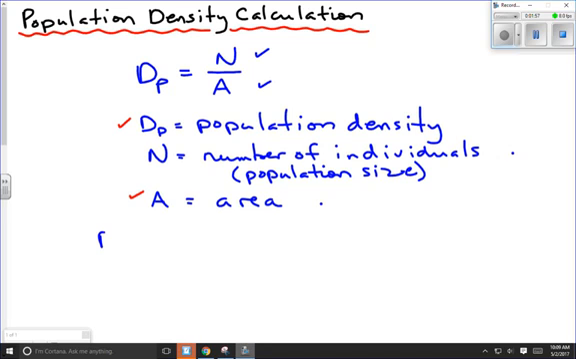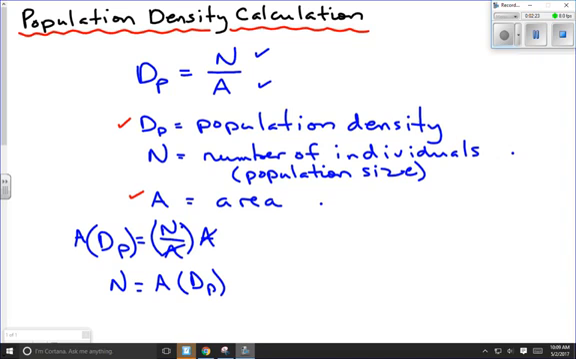So we start with the formula, density of the population is equal to the number divided by the area. And in this case, if we're trying to solve for the number of individuals, we would just multiply both sides by area. What you do to one side of the equation, you have to do to the other. So area will cancel with area, and we are left with our N, which I'll write over here, is equal to the area times the density of the population. So you just need to multiply the two together to get the size of the population. So that's if you're given population density and you're given area.